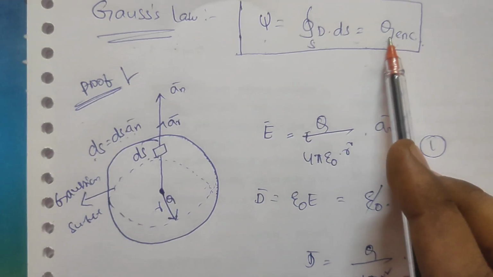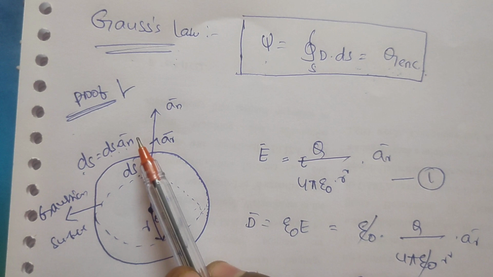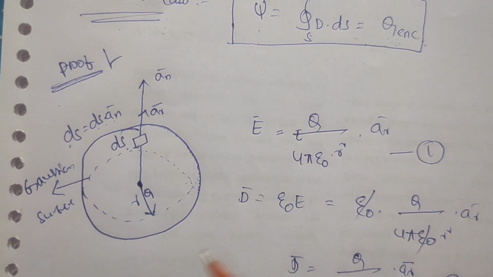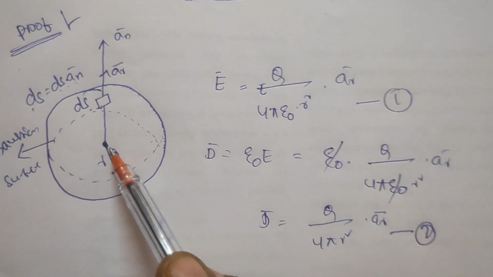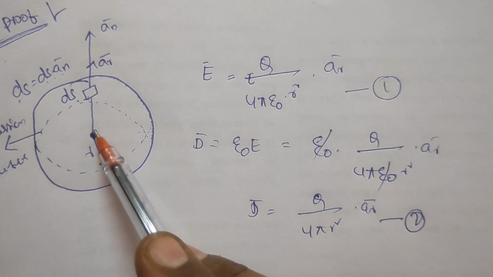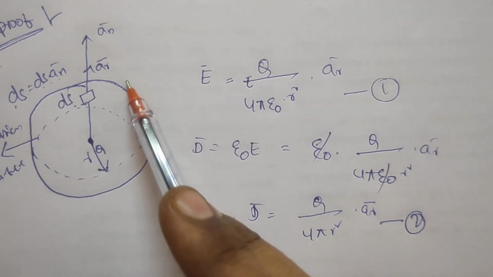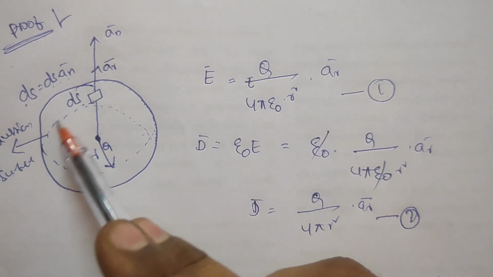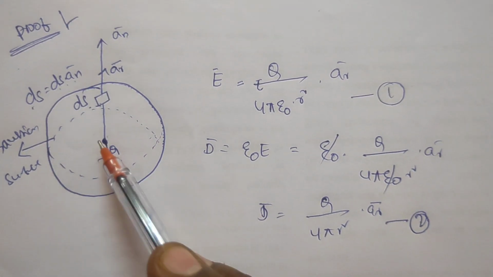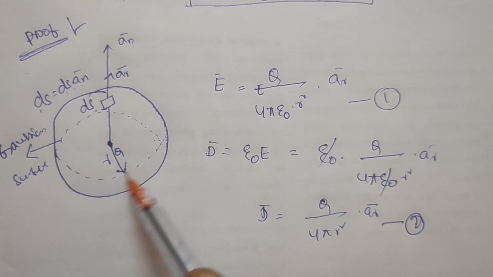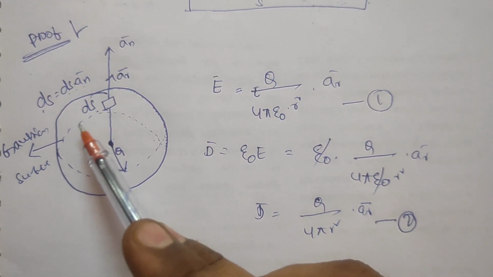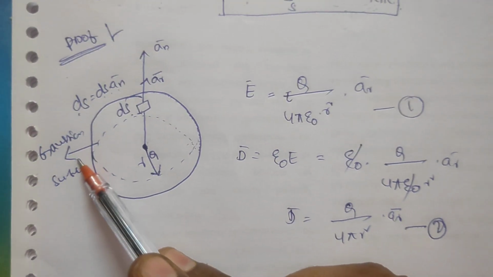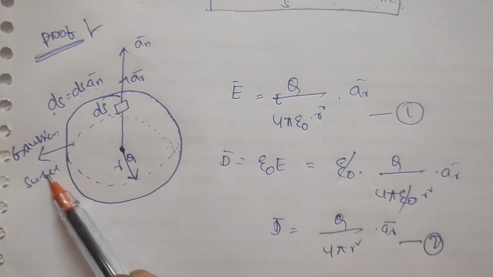Okay, so coming to the proof of Gauss's law, here I am considering one sphere. In that sphere I am placing a point charge at the center, the origin. To find the electric flux density, I am considering one more imaginary surface, which is the dotted one. This imaginary sphere is called a Gaussian surface.